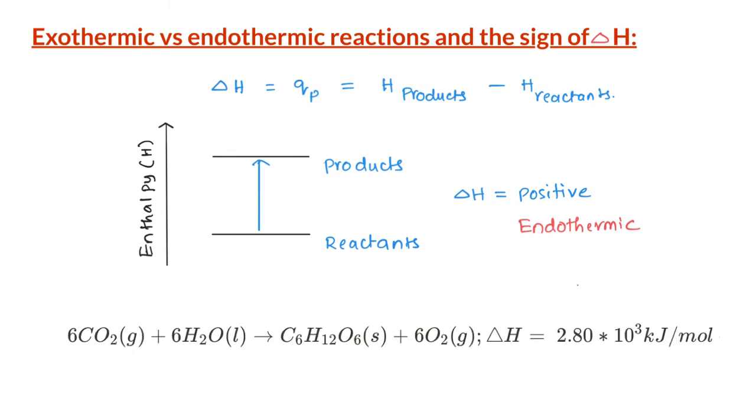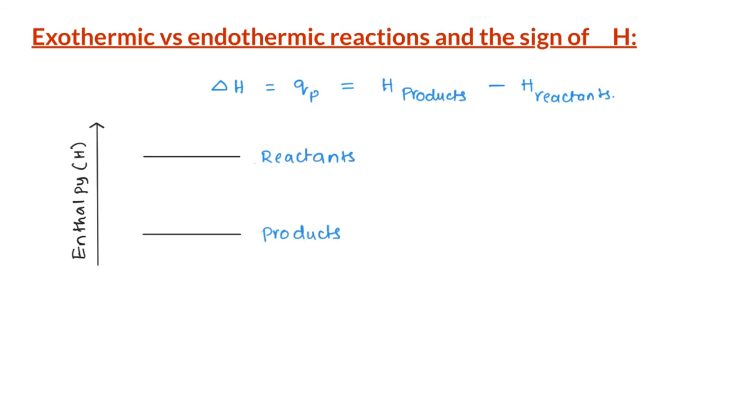An example of an endothermic reaction is photosynthesis, in which 6 moles of carbon dioxide gas react with 6 moles of liquid water to form 1 mole of solid glucose and 6 moles of oxygen gas. For this reaction, the change in enthalpy delta H is equal to 2.80 times 10 to the 3 kilojoules per mole of glucose. That is, the combined enthalpy of all the products is greater than the combined enthalpy of all the reactants by an amount equal to 2.80 times 10 to the 3 kilojoules.